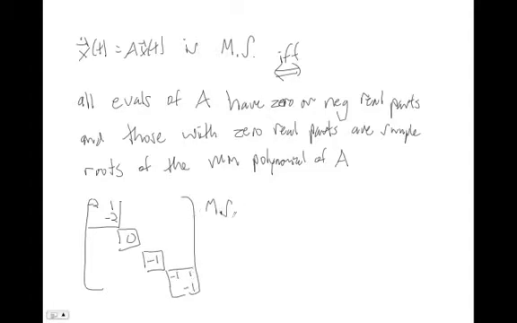This system is marginally stable. Let's look at that. All the eigenvalues of A have zero or negative real parts. That's true. I have -2, -2, 0, -1, -1, and -1. And those with zero real parts, like this one here, are simple roots of the minimal polynomial.